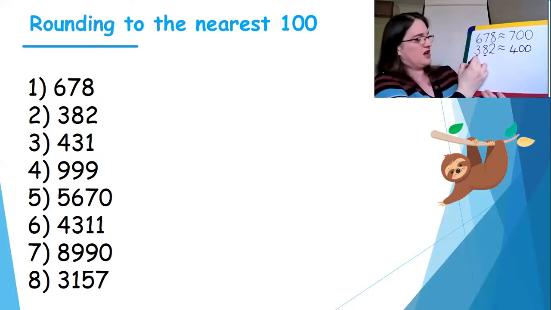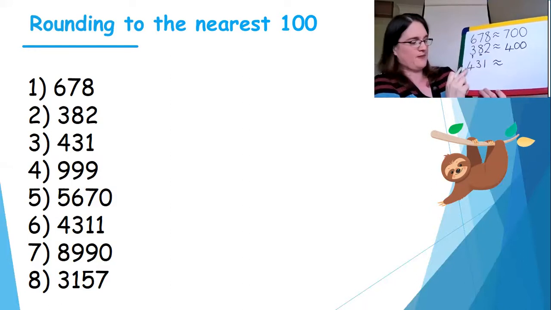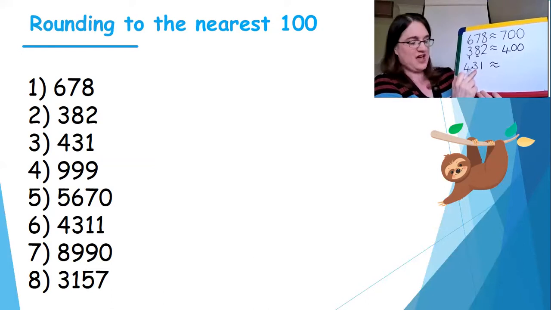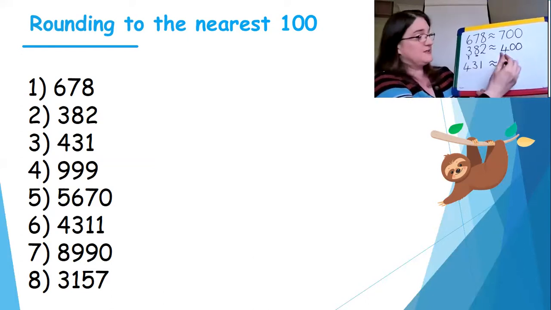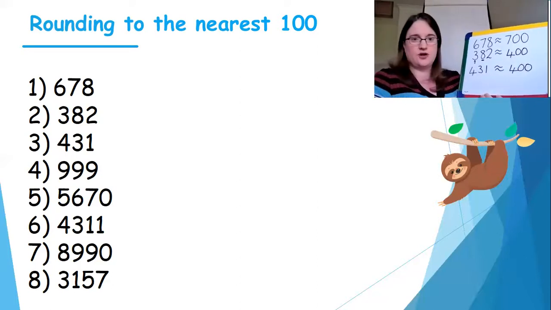Okay, 431. Is it going to be 400 or 500? Check over here. It's a 3, so it's going to stay as 400. It's closest to 400.